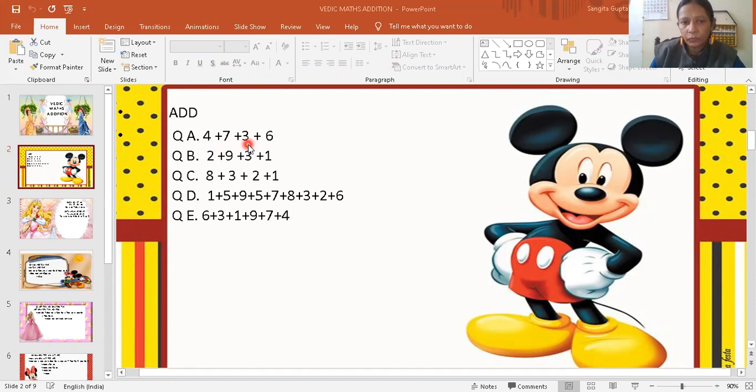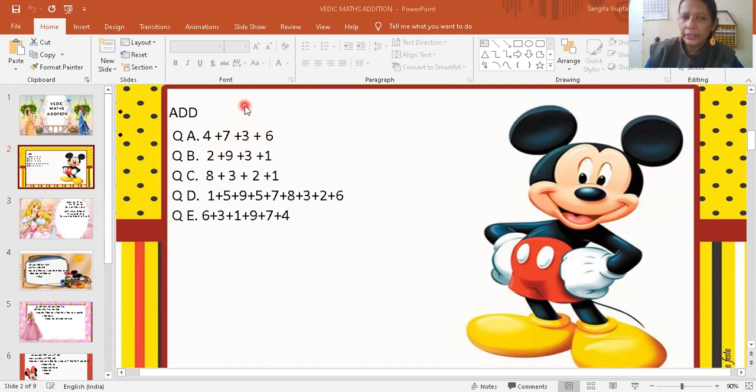Now the first step is that you have to find the complements of the numbers. Look at this 4. What can you add to this 4 to make it 10? If you add this 6 with this 4, it will be 10. 4 plus 6 will be 10. Now look at the next numbers. This is 7 and this is 3. If you add 7 plus 3, it will become 10.